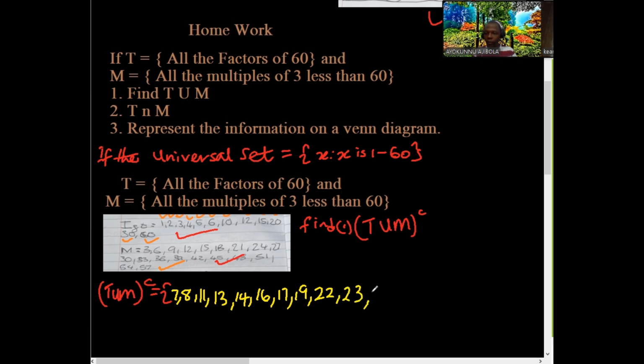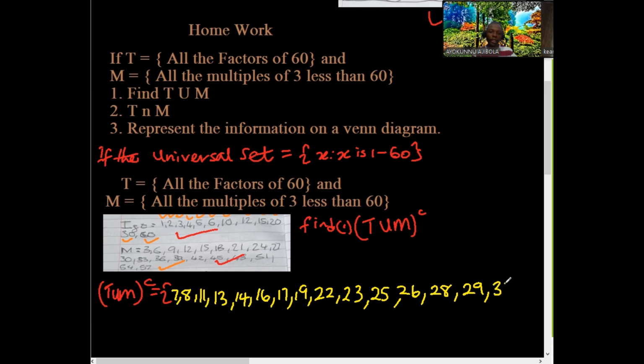What about 24? Yeah, it's present in one. It's present in multiples of 3, okay? Okay. How about 25? Not present. 26? No. 27 is present in multiples of 3. 28, not present in both. 29, not present in both. 30 is present in factors and multiples.